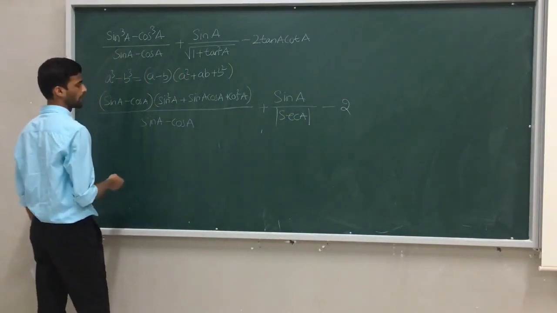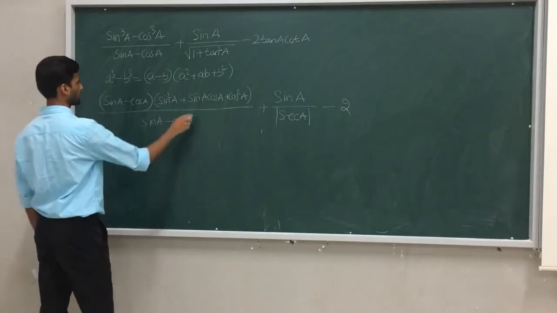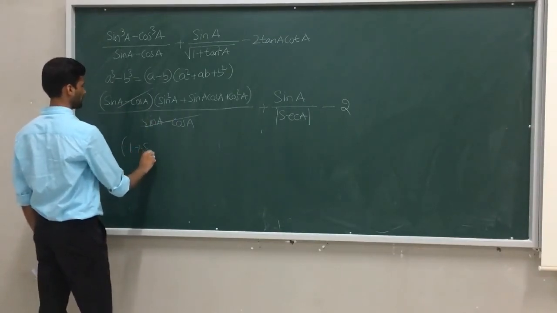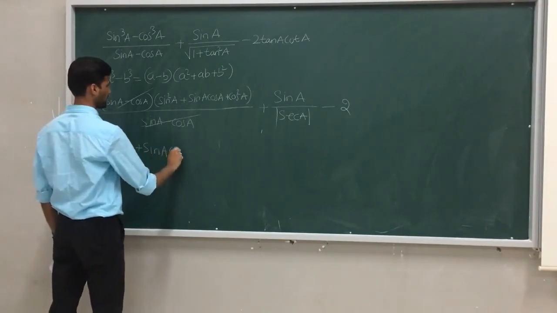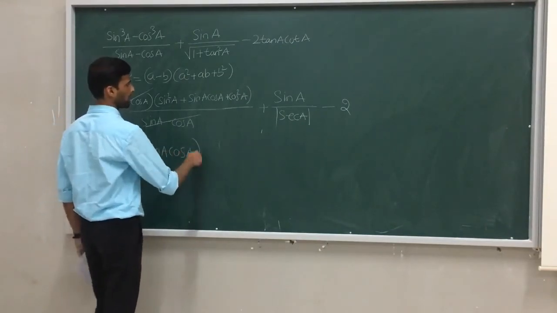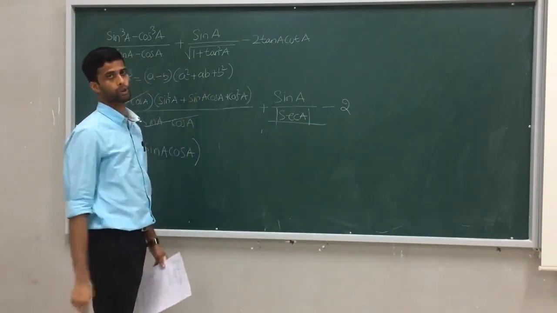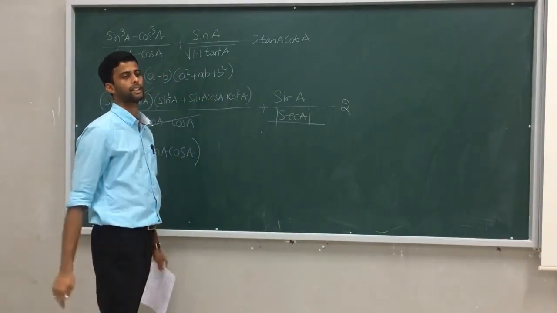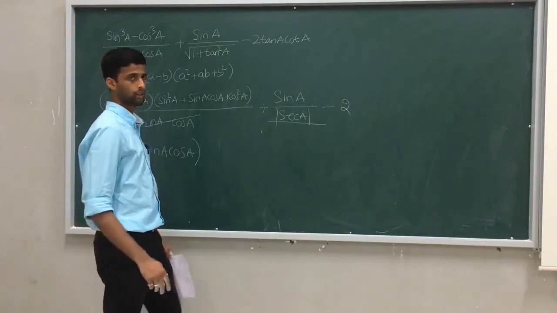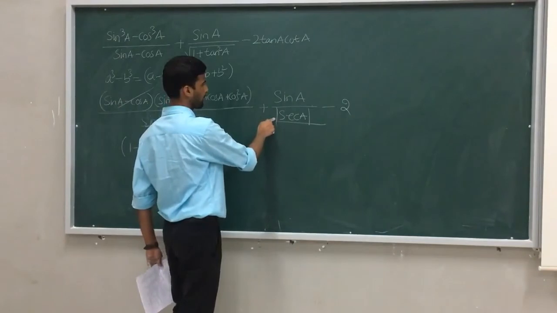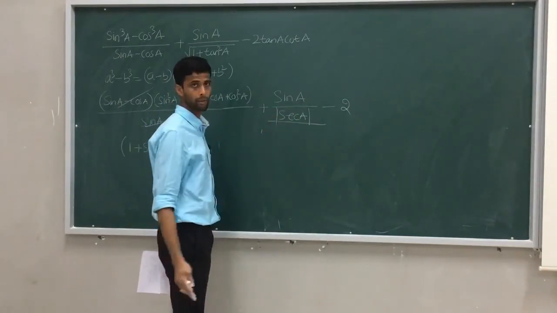Now it is cancelled and you are left with 1 plus sin A cos A. So it is mod sec A. They told obtuse angle. Obtuse angle means it is more than 90 degrees. I will consider it as the second quadrant. In the second quadrant, according to the ASTC rule, sec is negative. So sec is negative means mod sec A becomes minus of sec A because of the modulus function.